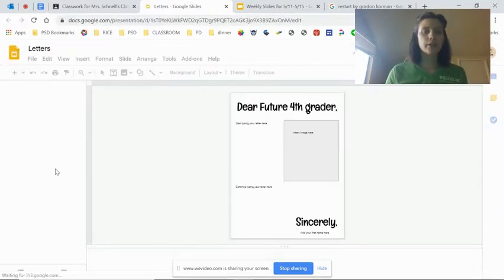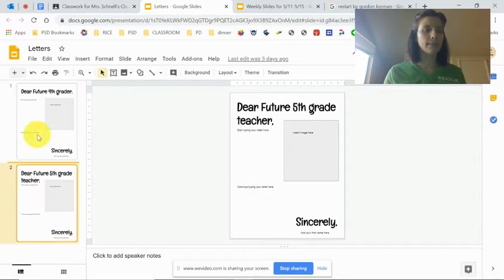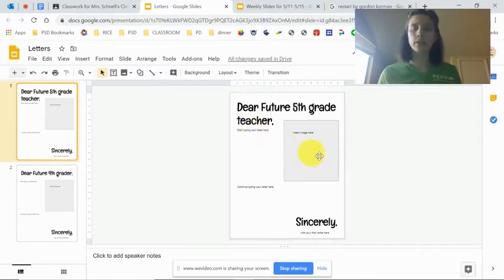this slideshow, oh, I need to move these around. This one should be at the top. So I have created this kind of template for the letters.